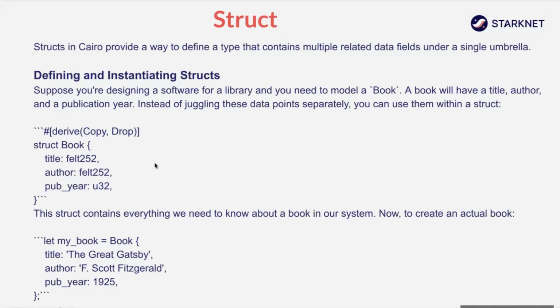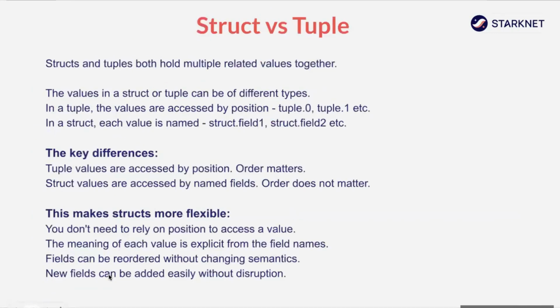Since these structs implement the copy and drop traits, you can copy the value inside my book. So this struct contains everything we need to know about a book in our system. Now, to create an actual book, you have this, and then you assign the values of each item to it.